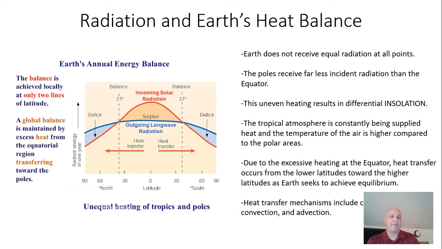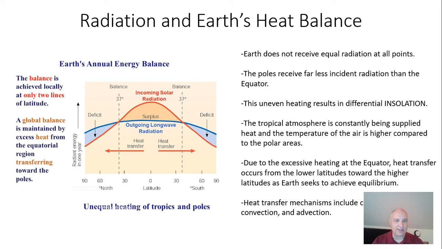Look at this graphic on the left, the Earth's annual energy balance. And notice, based on latitude, between 30 degrees south latitude and 30 degrees north latitude, we tend to have a surplus of incoming solar radiation. So we tend to have more heat coming in than the cooling going out between 30 degrees north and 30 degrees south latitude. Whereas we have a deficit of solar radiation, more outgoing long-wave radiation, between 30 and 90 degrees north and 30 and 90 degrees south.